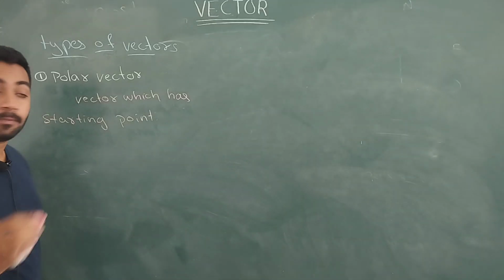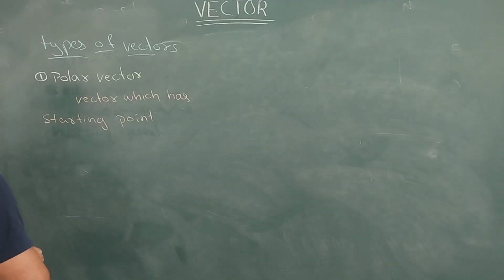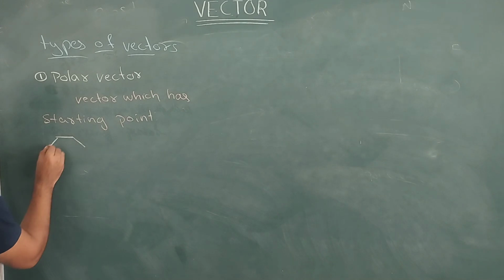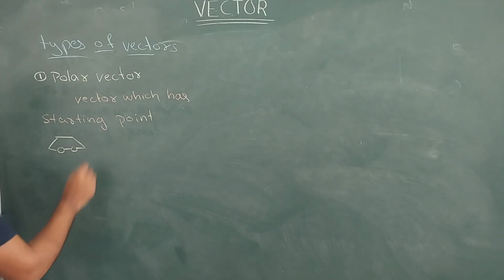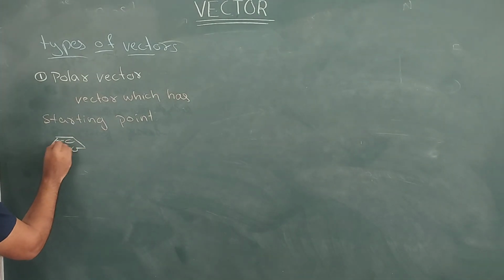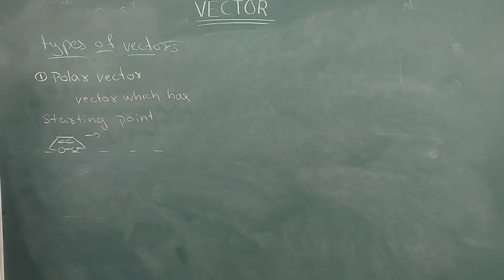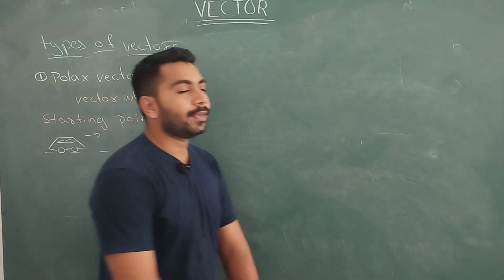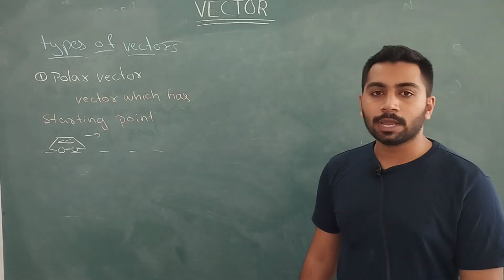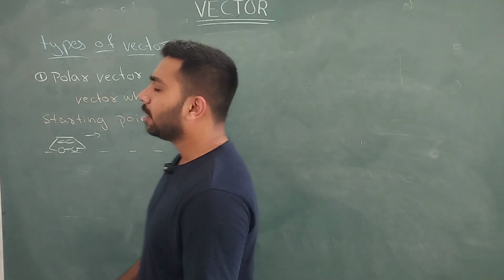Any vector which has a starting point. For suppose, let us take this one car. It is at rest, the car has just started. It has a starting point. This kind of vector we call a polar vector. Very easy thing. Now the second one.